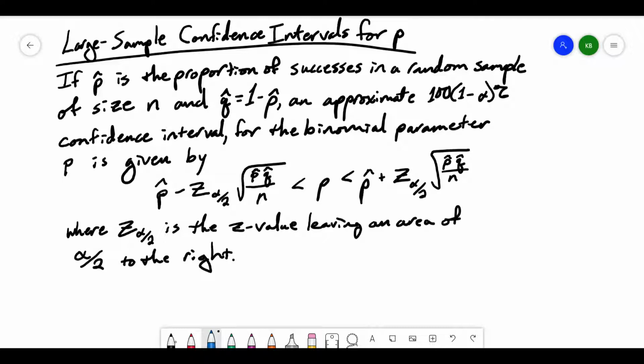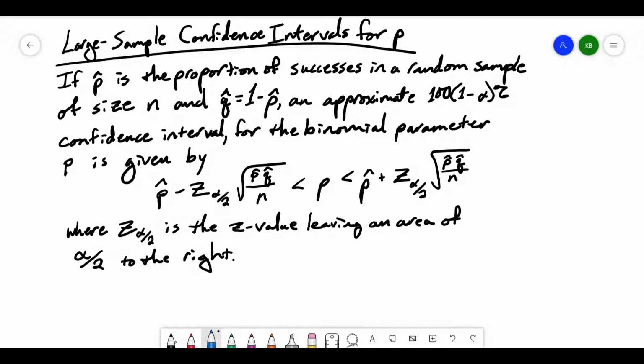When we're looking to find a confidence interval for the parameter p, we can do so when our sample size is large enough and our proportion value p is suspected to be not too close to 0 or 1. To do so, we take a proportion p hat of the successes in a random sample of size n. So we'll take the number of successes and divide it by n, and that'll be our p hat value. And q hat is going to be equal to 1 minus p hat, the same way q was equal to 1 minus p.